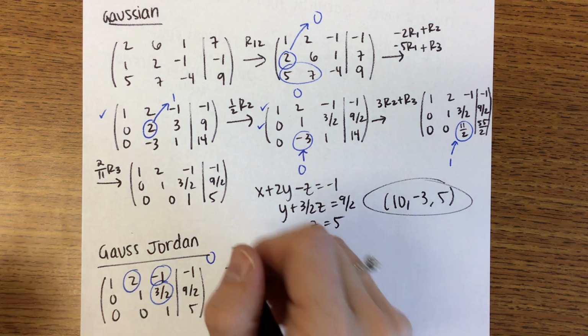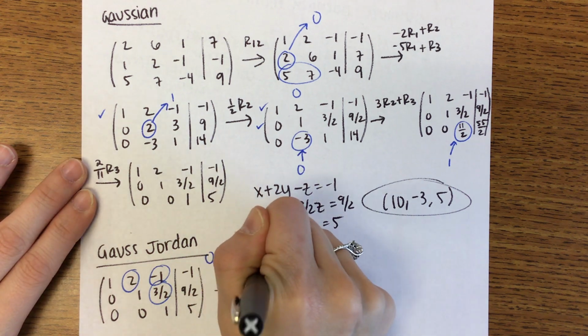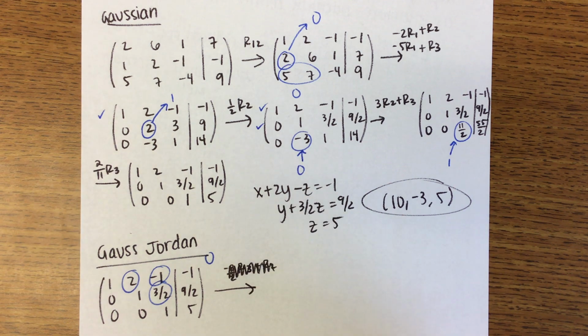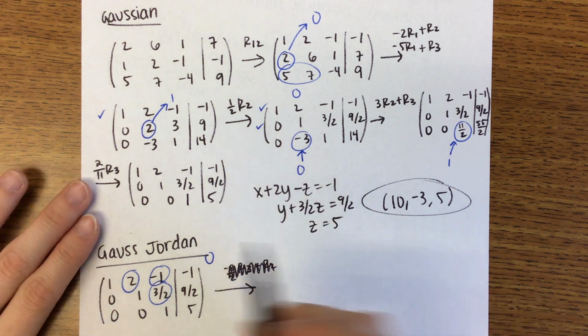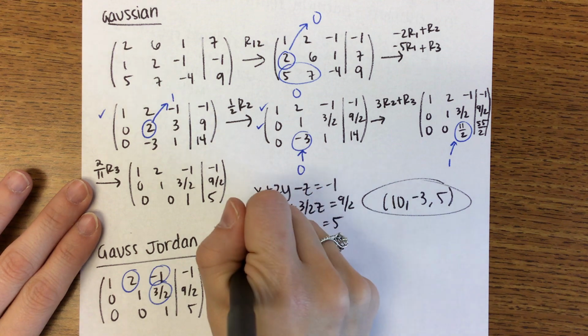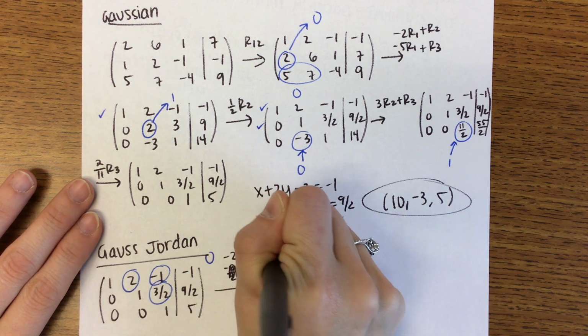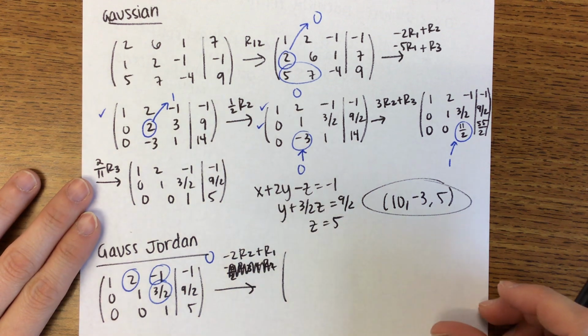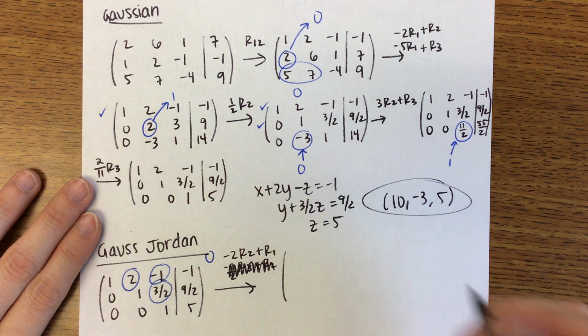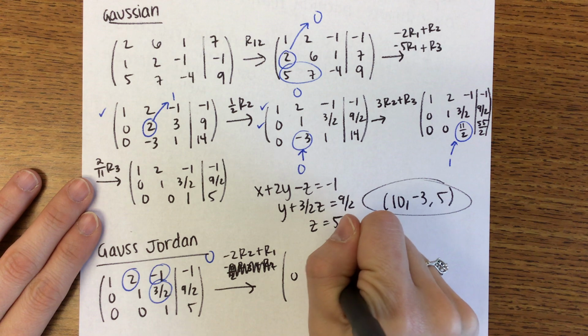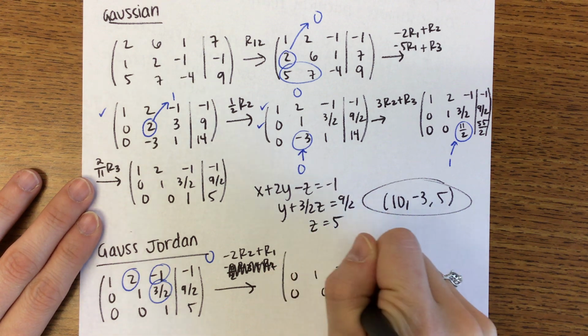I'm going to get rid of this 2 first, actually. I don't know that it'll matter in the long run, but that's what I'm going to do. Okay, so instead, I'm going to take the second row and multiply it by -2, and then I'm going to add it to the first row. Okay, so the second row stays the same. Third row stays the same.